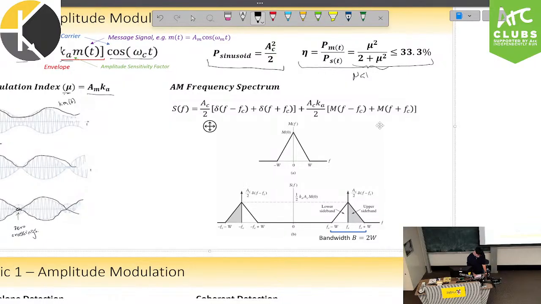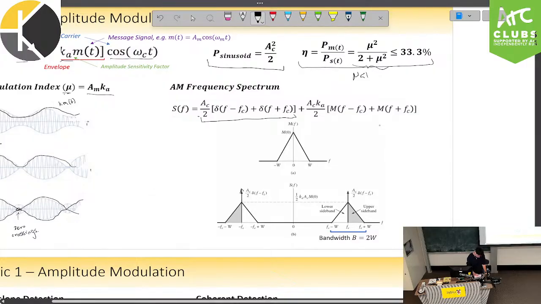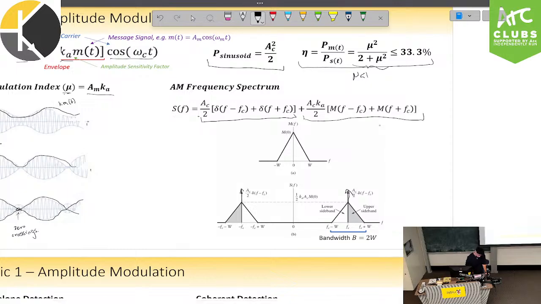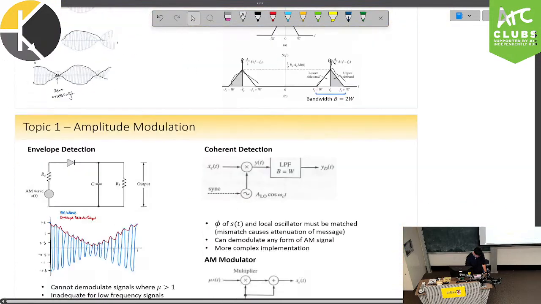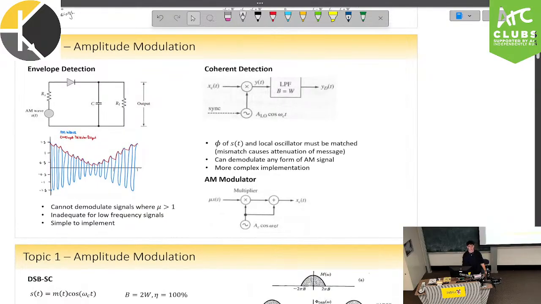Looking at the frequency spectrum, we have 2 bands which correspond to our carriers, which are denoted by these arrows here, and then we have the frequency shifted message, which is given by these triangles here. Cool, moving on. So there are 2 ways to demodulate an AM signal. The first one being the simpler one, envelope detection.